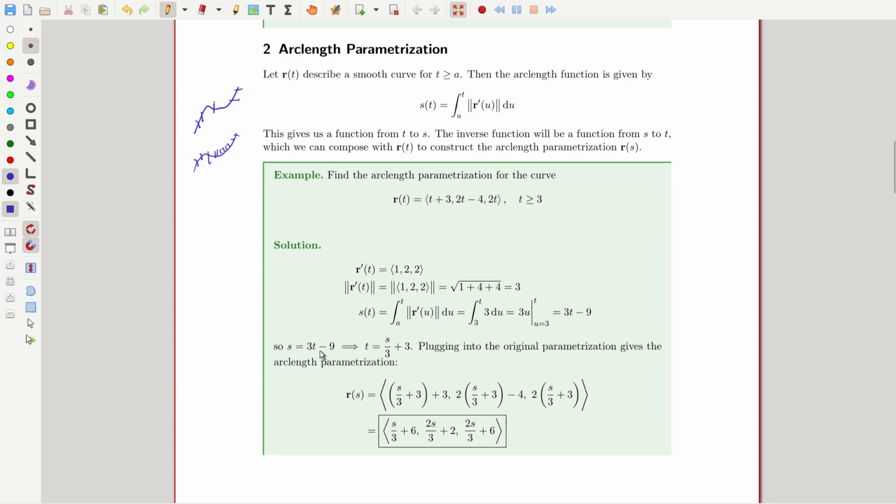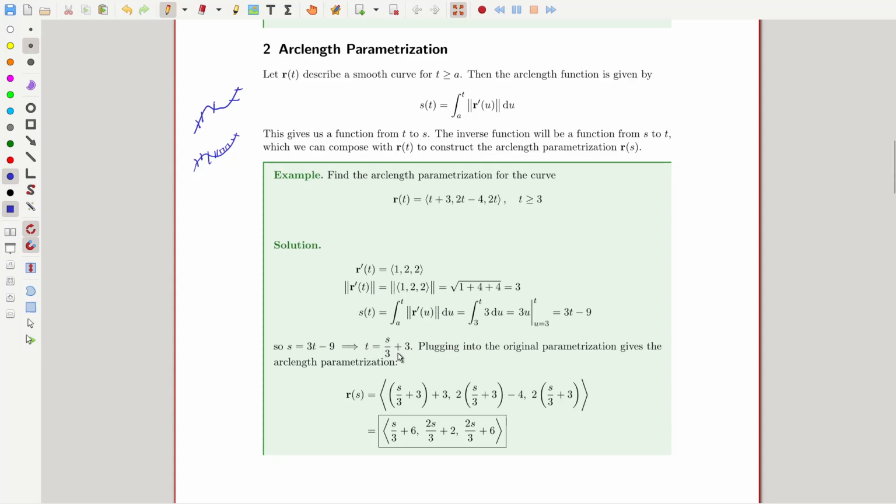And then solving, this is what I mean by taking the inverse function. Solving for the other variable, solving for t, we end up with this expression. So this is the inverse function. This relates arc length to time.